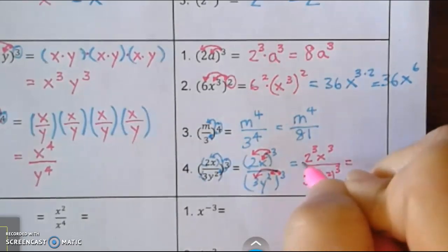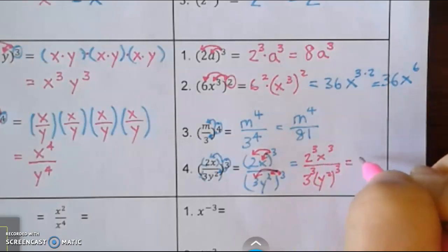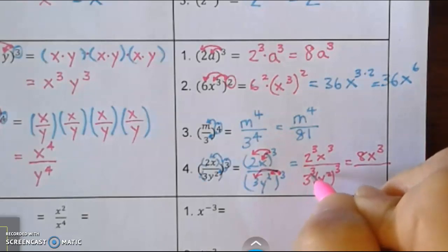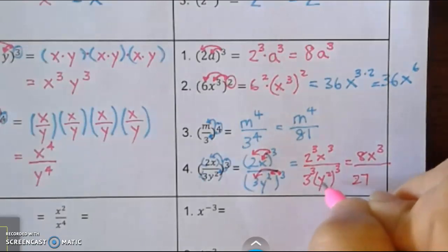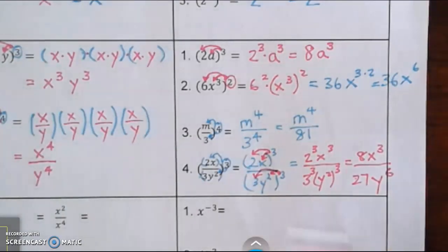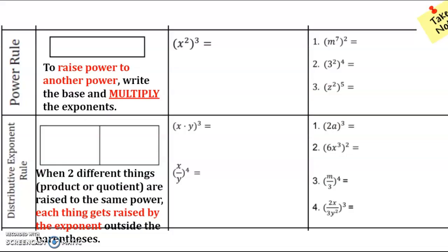And this simplifies to 2 to the power of 3, which is 2 times 2 times 2, which is 8x cubed. Denominator: 3 to the power of 3 is 3 times 3 times 3, which is 27. And y squared all raised to the power of 3. Again, we're going to use the power rule. And that just becomes y to the power of 2 times 3, which is 6. Okay, again, you can pause the video and write down the notes that go with the power rule, which explains in words what the power rule says, and what the distributive exponent rule says.